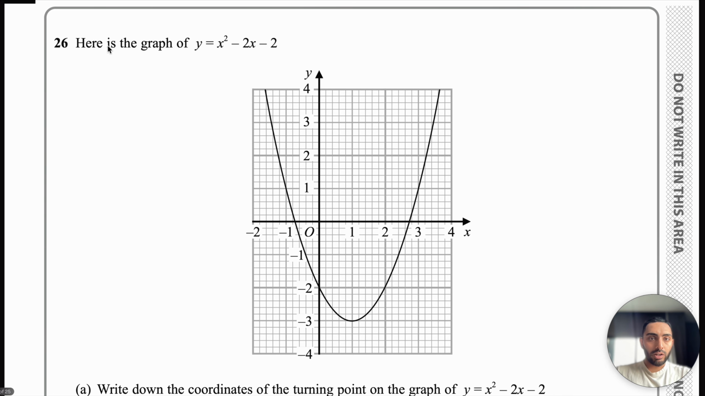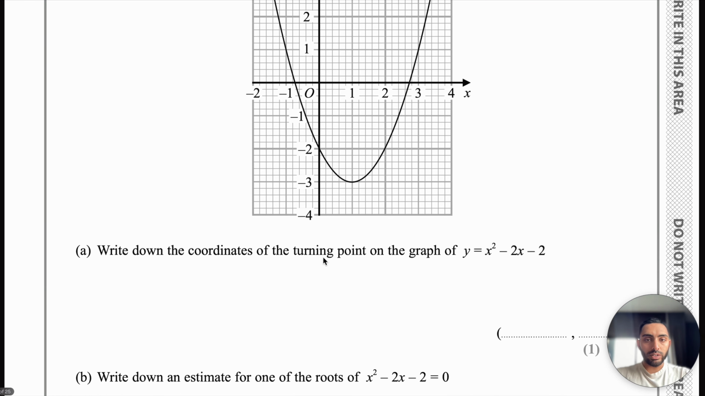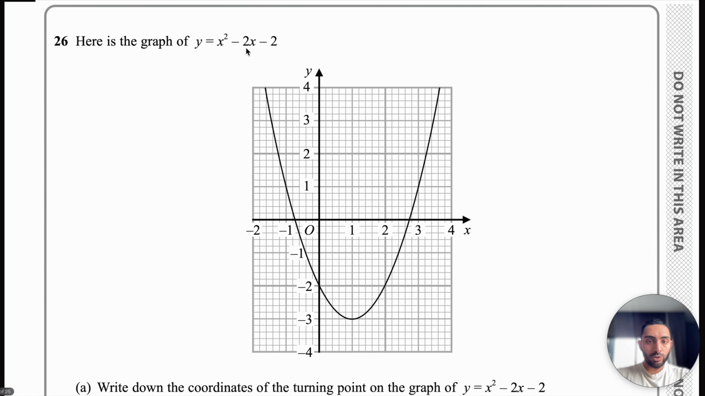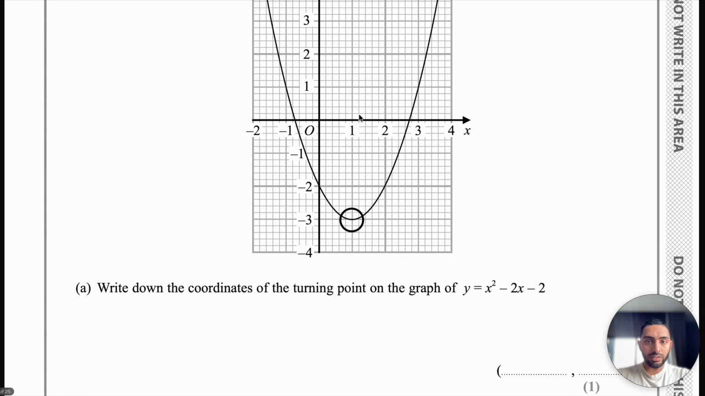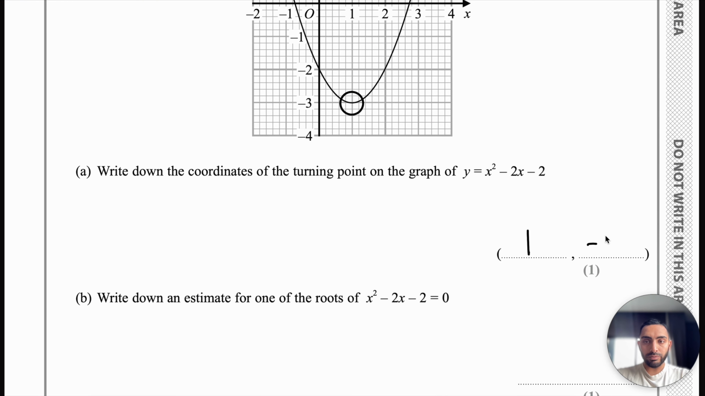Question 26. Here is a graph of y equals x squared minus 2x minus 2. Write down the coordinates of the turning point on the graph y equals x squared minus 2x minus 2. It's helpful that they've already drawn it. We're just finding where it turns. Where does the gradient go from negative to a positive? So I can see the x coordinate going along the corridor is 1, and down the stairs the y coordinate is negative 3. So it's 1, negative 3.